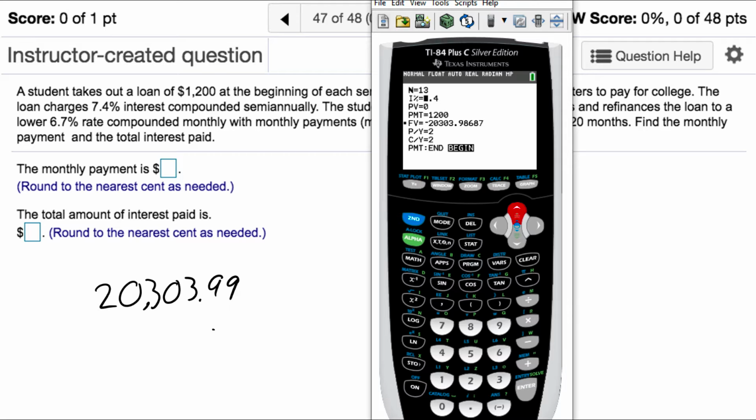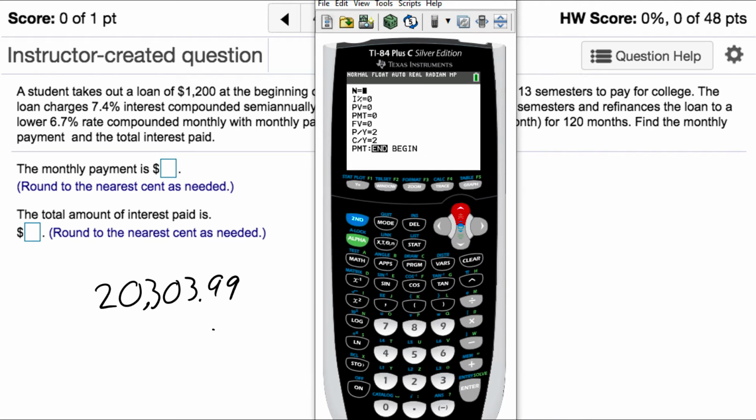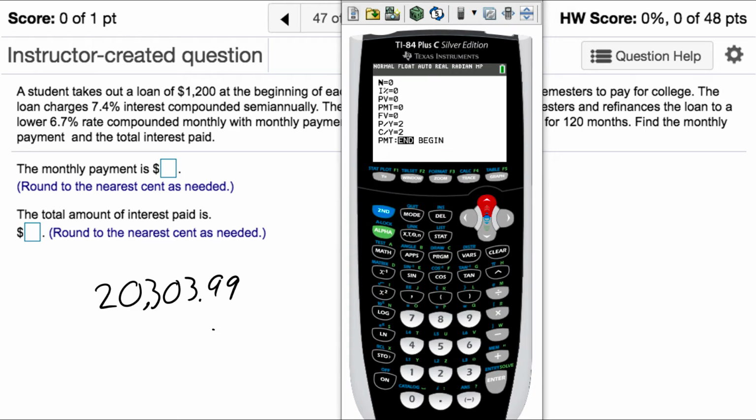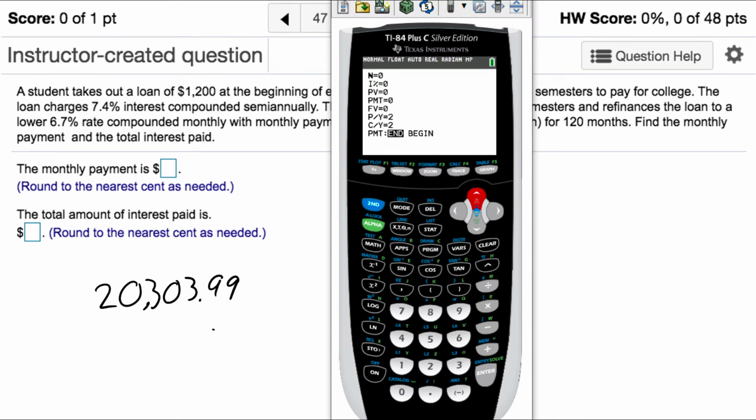So let's go ahead and reset our calculator because now we need to do another calculation. So we'll put in zeros for each of the first 5 fields. And then we're also going to change the payment back to end because that'll be our default again. All right. So now the student refinances the loan for 6.7%. They're going to make payments for 120 months. So N is going to be 120. Our interest rate on the refinanced loan is 6.7.